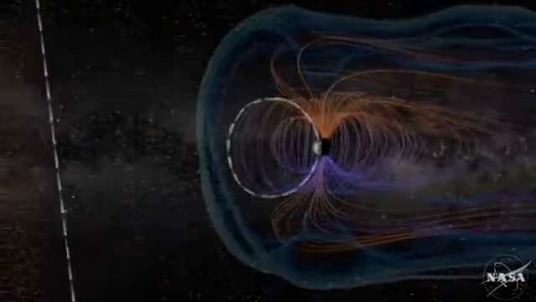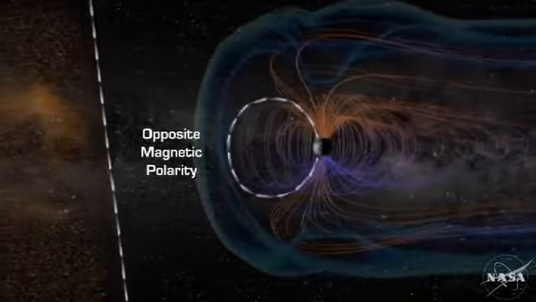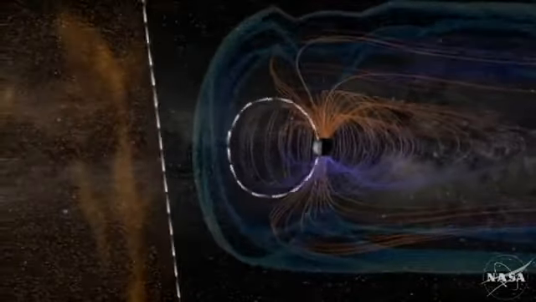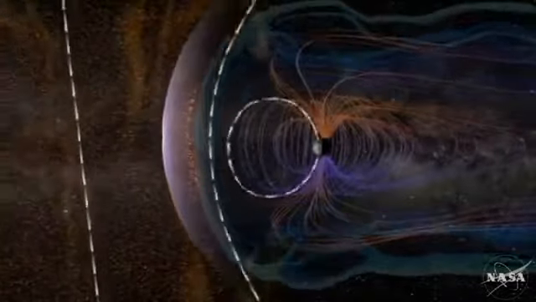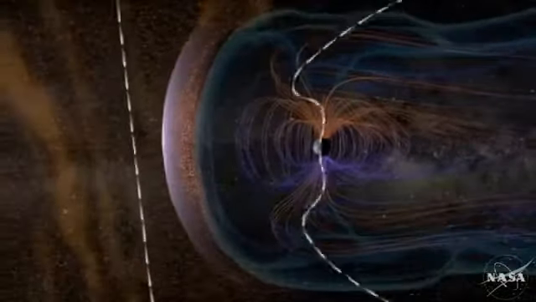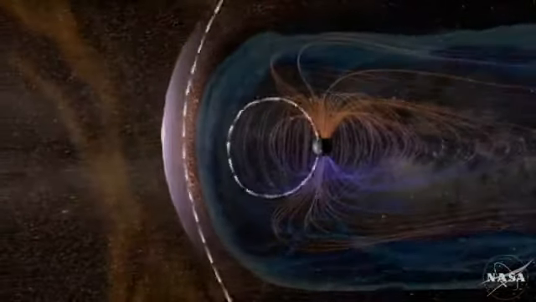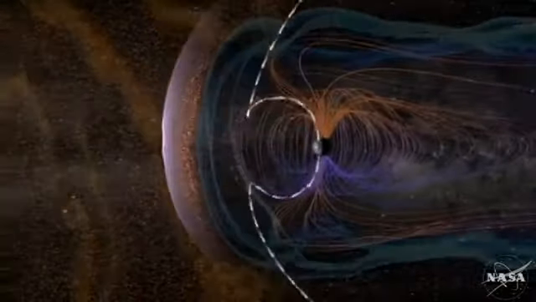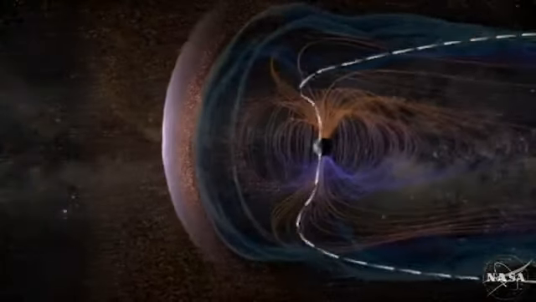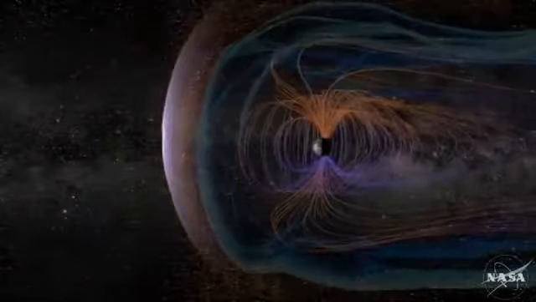When the polarity of the solar wind is opposite to that of the magnetosphere, the magnetic field lines of the incoming plasma will connect with the field lines of the magnetosphere. This reconnection is an explosive process that catapults charged particles into the magnetosphere.